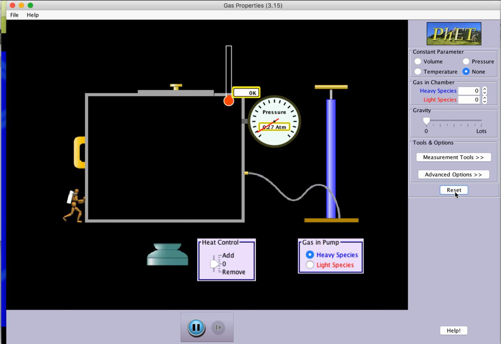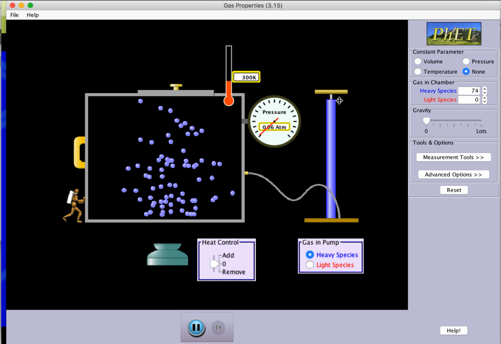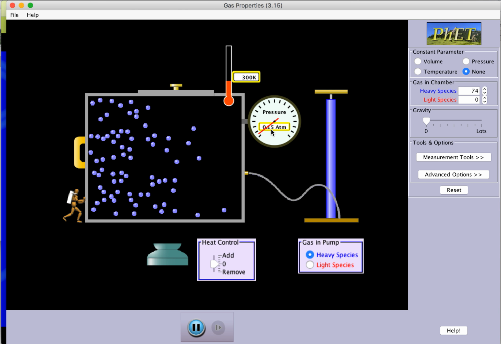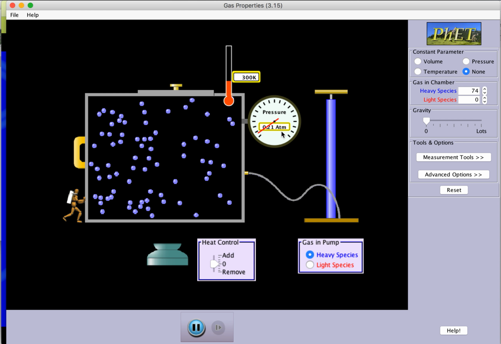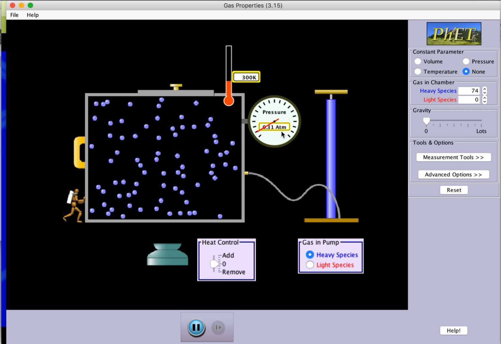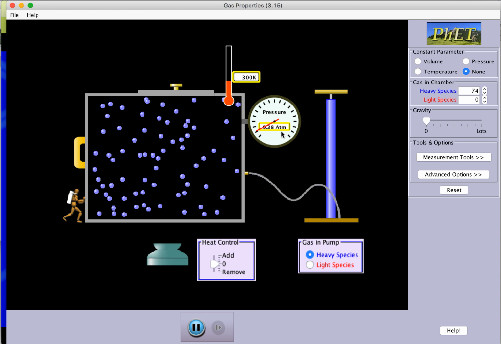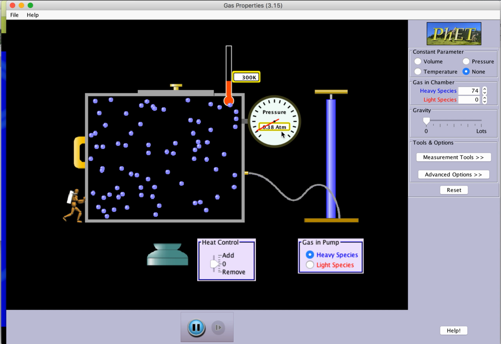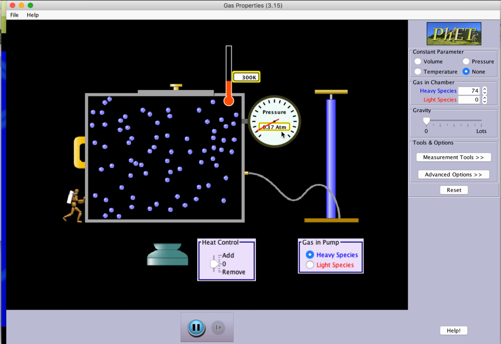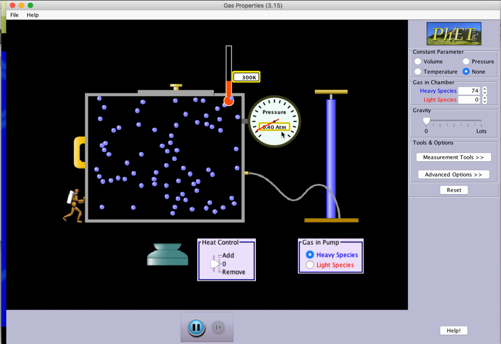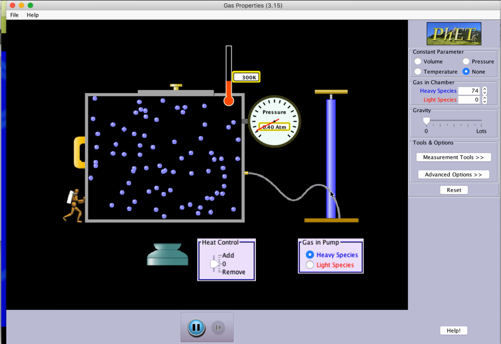I'm going to reset the simulation and put in just one pump worth of gas. We'll let our pressure come up. You can see that our pressure is listed right here in atmospheres of pressure. So we've pretty much stabilized right here at about 0.037 atmospheres of pressure with one volume of gas.